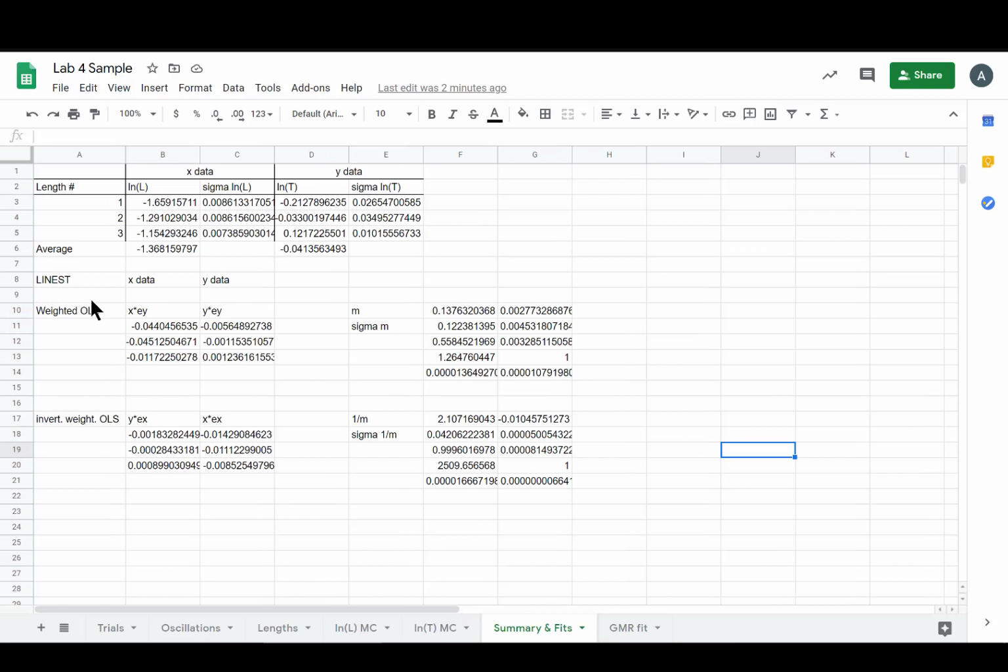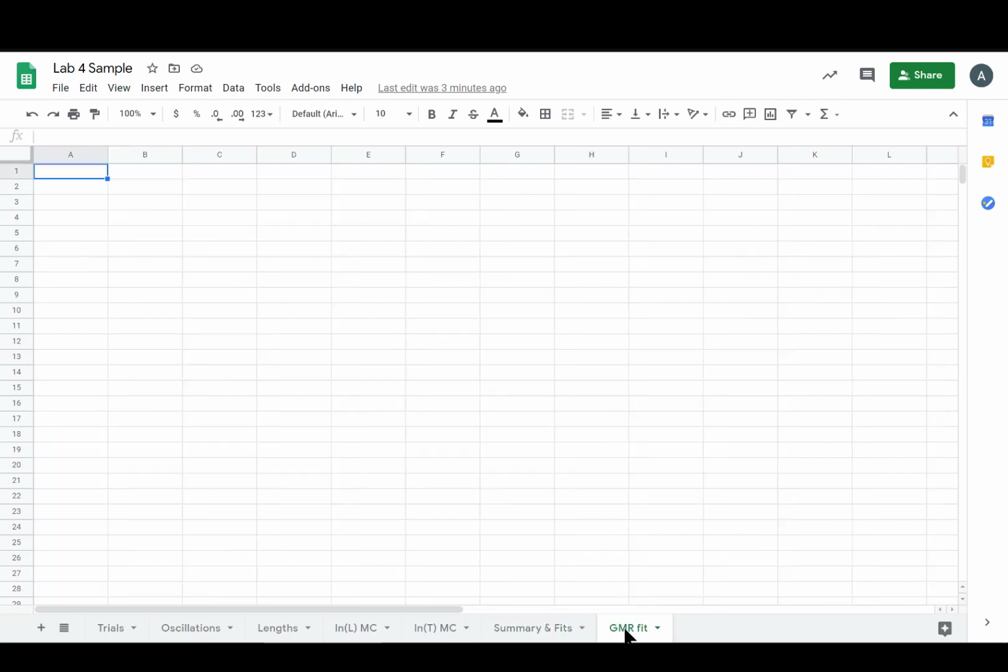For our weighted OLS and our inverted weighted OLS, we didn't bother finding B because we don't need it, and because we don't really care about the lines produced by them. All we care about is the slope that's produced, because these slopes are what we need to calculate the GMR fit. So we'll get our GMR fit, and then we can use the GMR fit slope and our average x and average y to find B. So, clicking onto the GMR fit sheet.